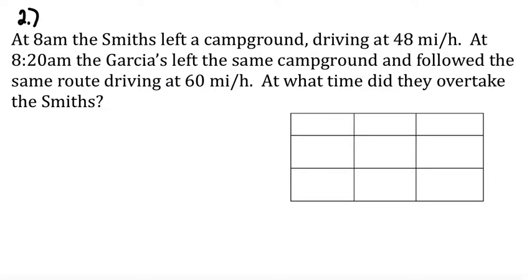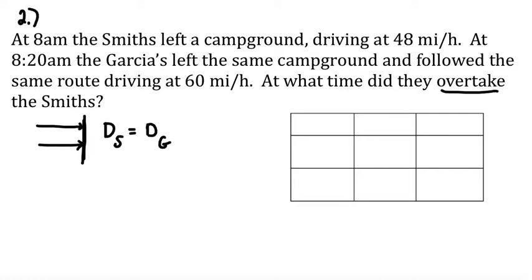So I first like to figure out what type of motion this is. Since they're going on the same route, in the same direction, the distances are going to be equal, because the Garcias are going here and the Smiths are going here. And it says overtake. When did they overtake each other? So we're looking for their distances to be equal. So distance of Smiths equals distance of Garcias.